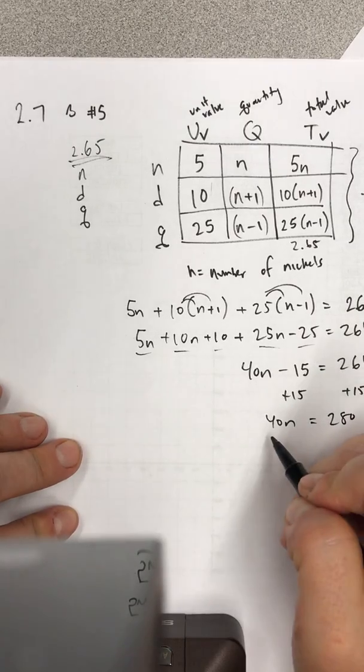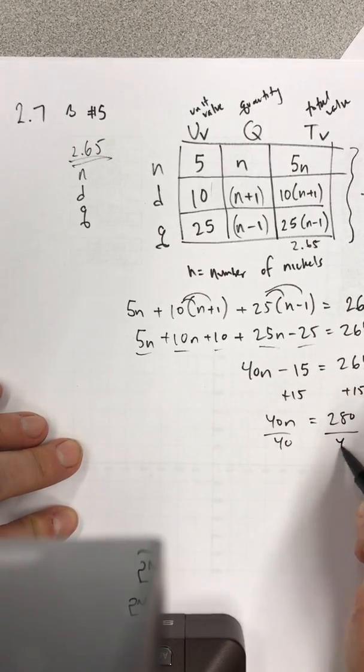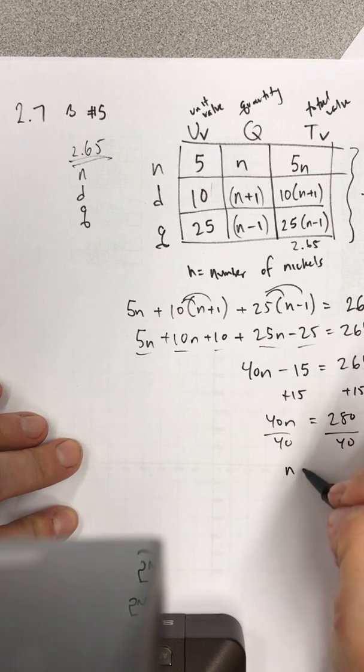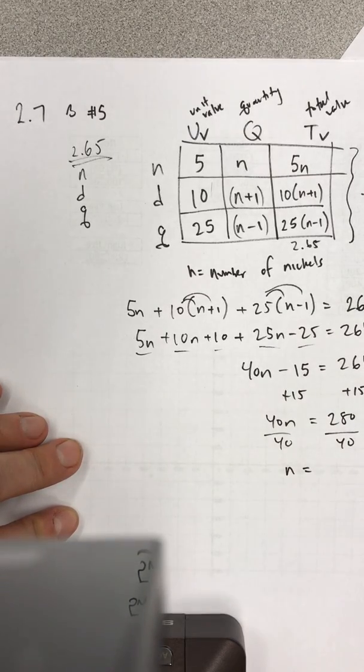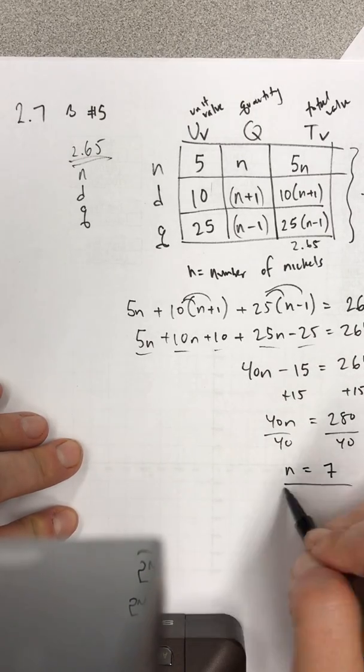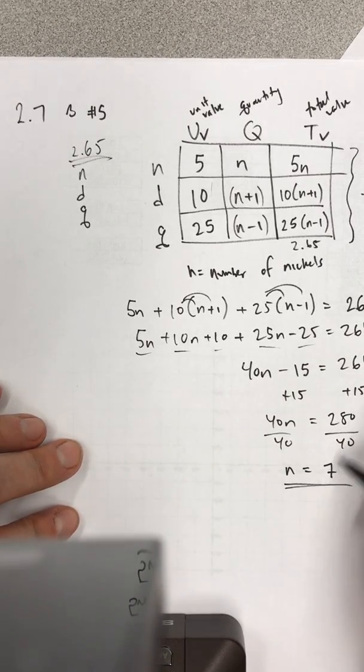Then we'll divide both sides by 40 because we need to get N by itself. So N equals something. What is that, 7? I wish you were here to help me. Okay, N equals 7. 40 times 7, yeah, 280.